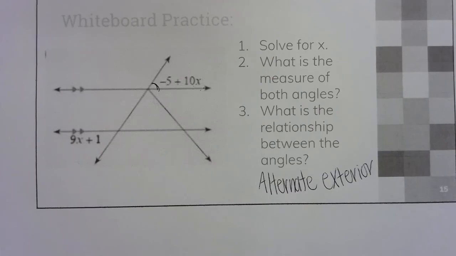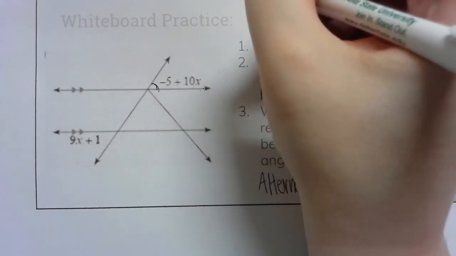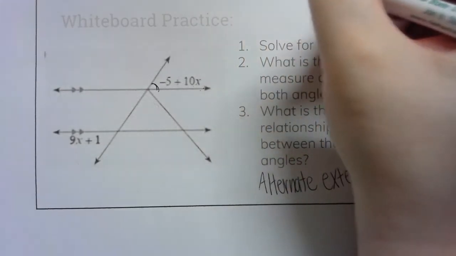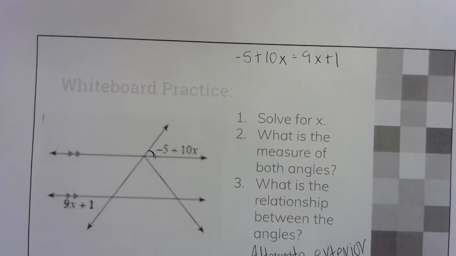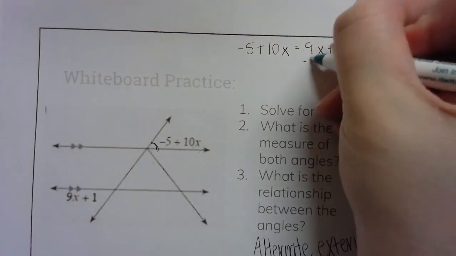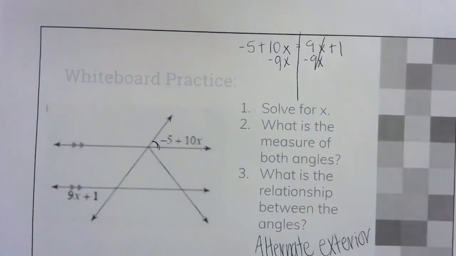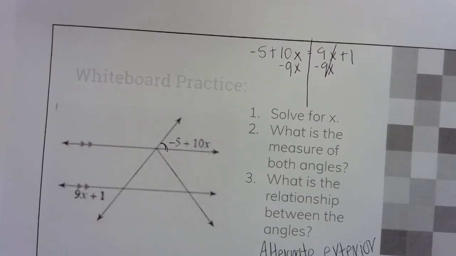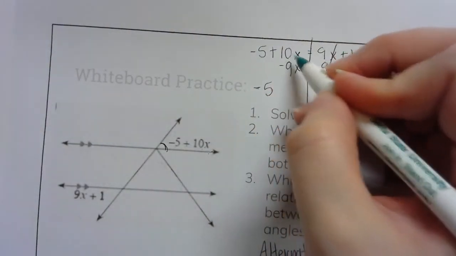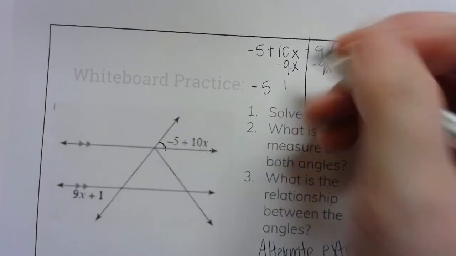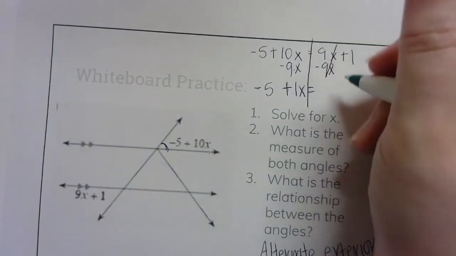So I could say -5 plus 10x has to equal 9x plus 1. So then as I'm solving it, oops, sorry, I thought you could see that. I subtract 9x from both sides. As you can see, I like to get my x's on the left. You don't have to do that. However you want to move your x's around is fine. I'm going to bring that -5 down. 10 minus 9 is 1. So I'm going to say plus 1x equals 1.